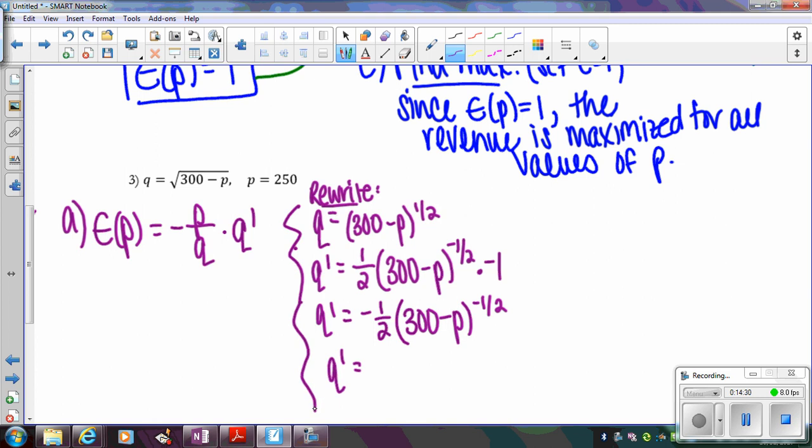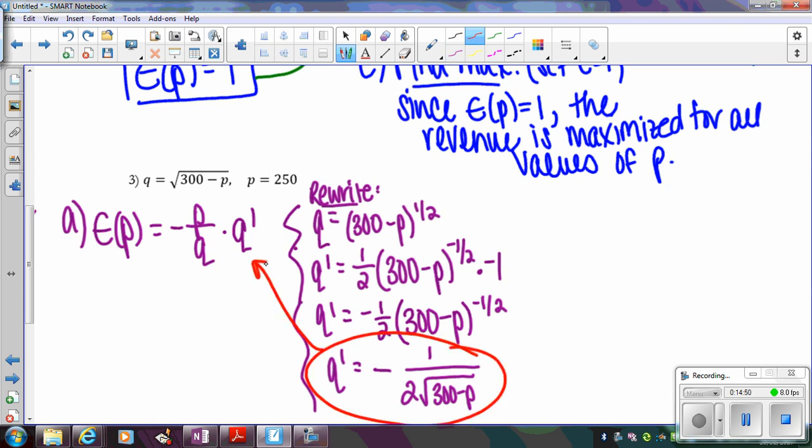So then before I go to plug this in, let me actually rewrite this so that we're not thinking of this with fractional exponents. So really what this is, negative 1/2 square root of 300 minus P, because the negative 1/2 means the square root's in the bottom, and then the 2 I'm just putting at the bottom. So there's my derivative.